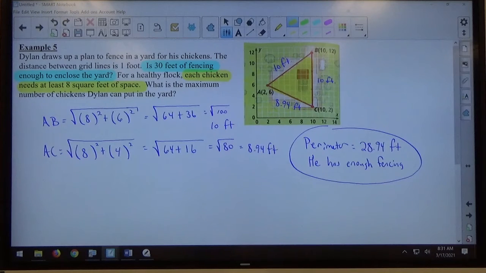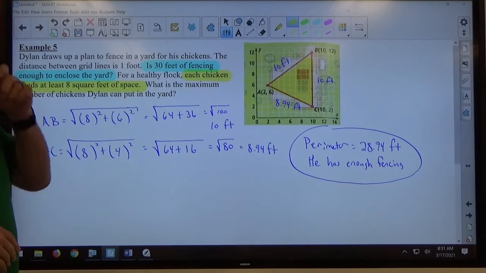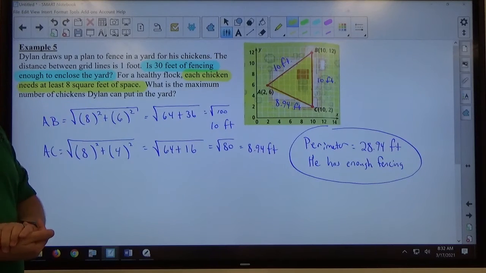If you get too many chickens in there, the population density is too high. So basically, we want to make sure that each chicken has at least 8 square feet of space. So we need to know the area of this thing. Now, this is an isosceles triangle.